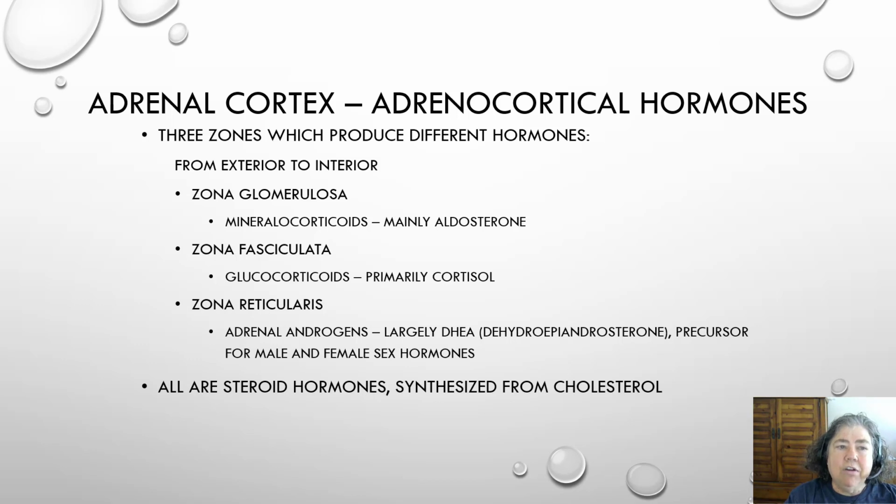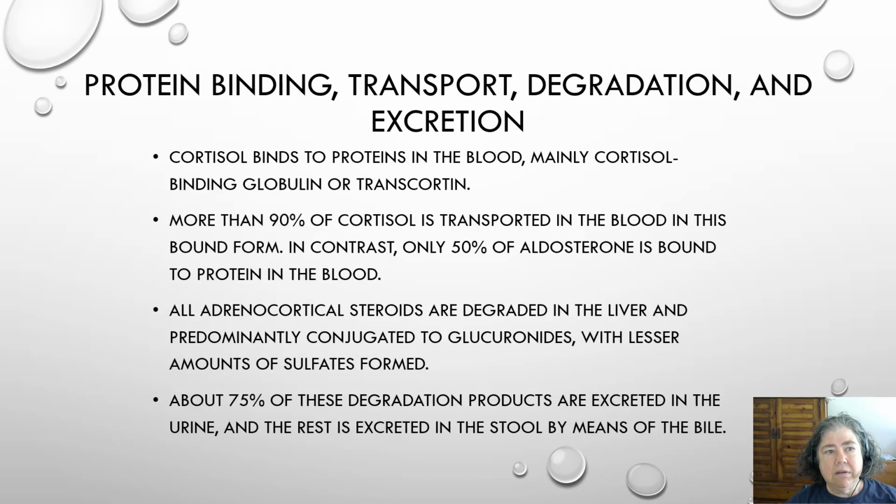And the innermost layer of the cortex makes adrenal androgens, and the main adrenal androgen is DHEA, dehydroepiandrosterone. And this is a precursor for the production of both male and female sex hormones. So DHEA is involved in making testosterone and in making estrogen and progesterone. And again, they're all steroid hormones. They're all lipid soluble. They're all synthesized from cholesterol.